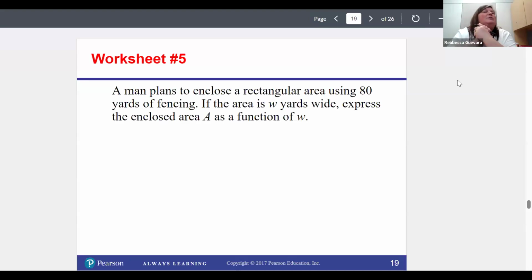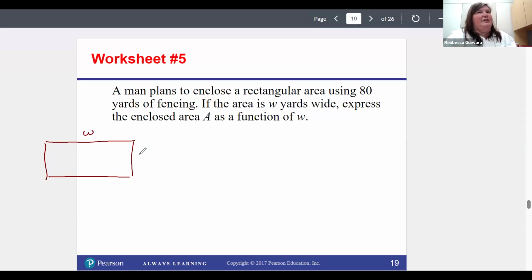All right. And this was the application problem. And if you struggle a little bit, that's fine. Just give you a chance to try it. So a man plans to enclose a rectangular area using 80 yards of fencing. If the yard is W by L, we want to express the enclosed area A as a function of W.